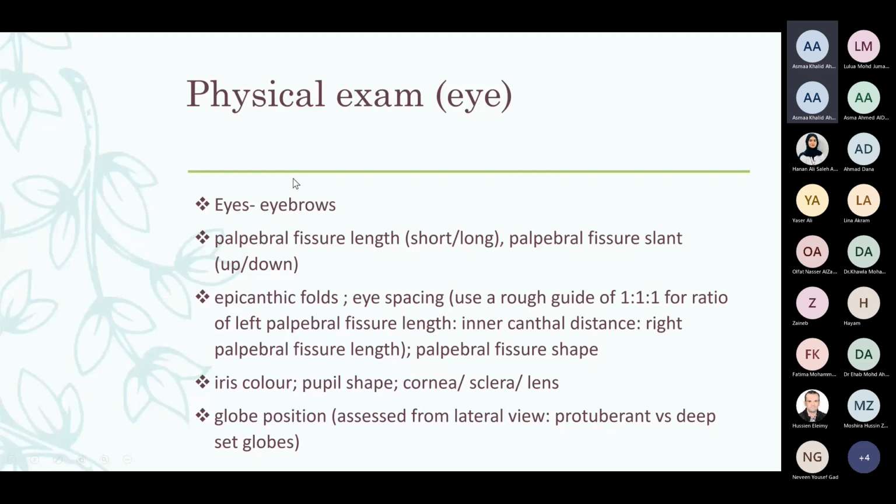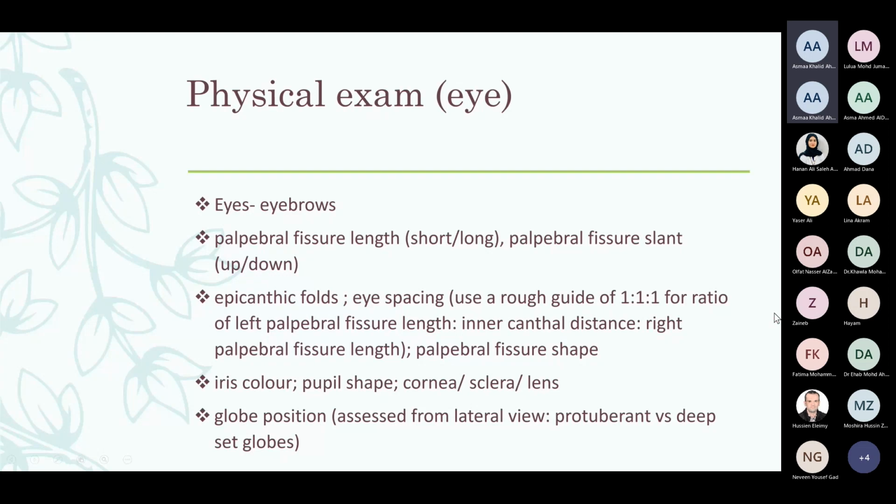The eyes, as we said, you start from the eyebrows, you go to the palpebral fissure, and the slanting. This is important to check. The length is also important, and it also has its normogram. Epicanthic fold and eye spacing, just to know hypertelorism from hypotelorism.